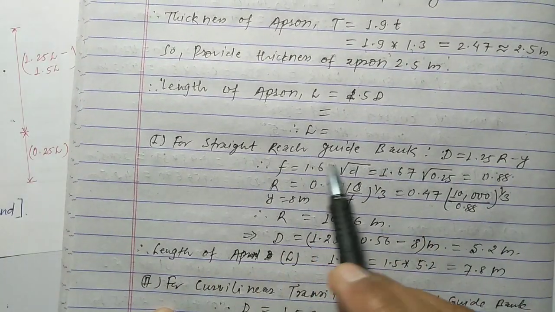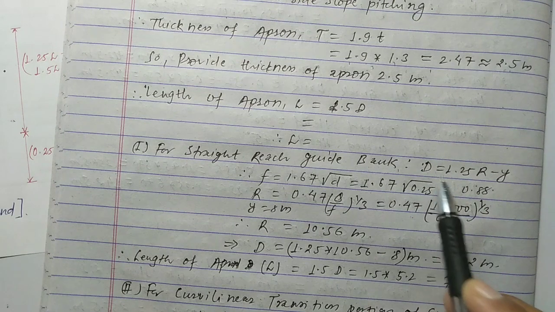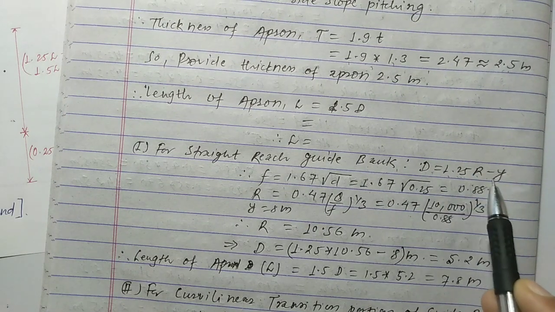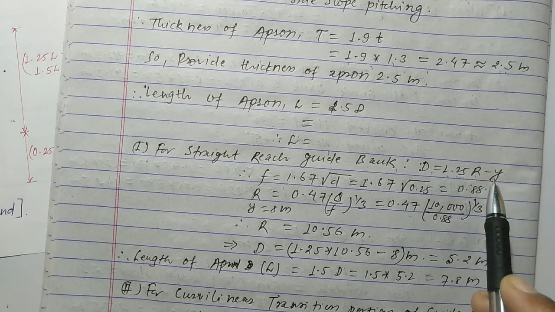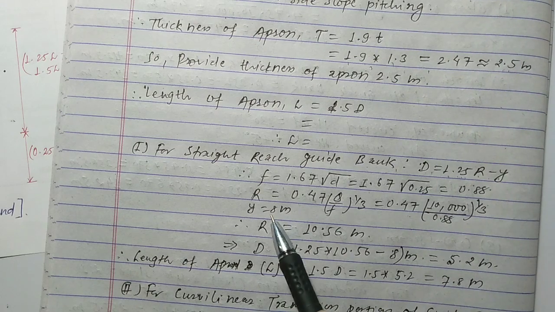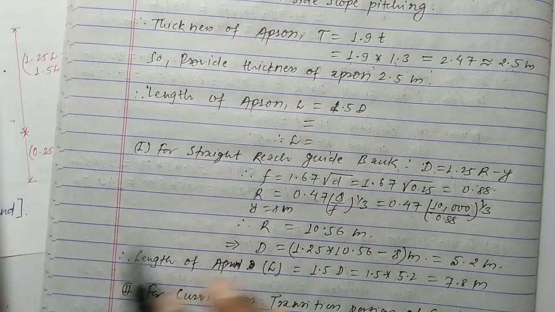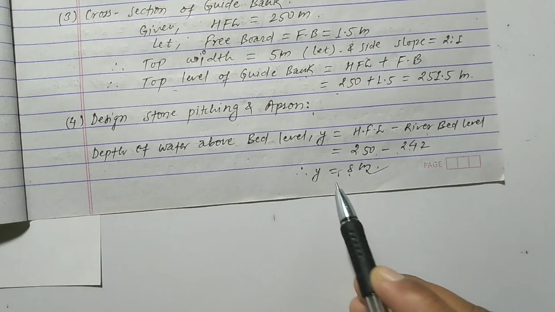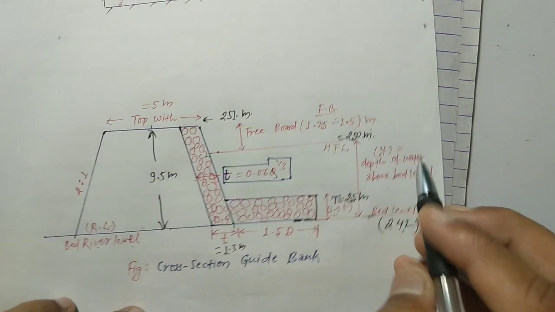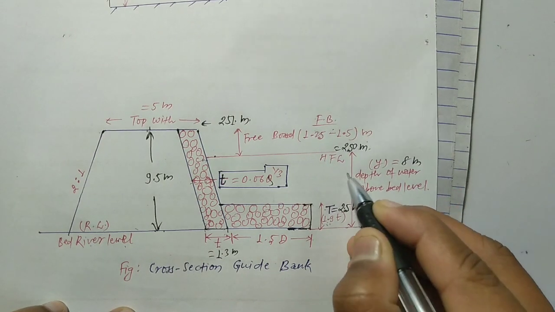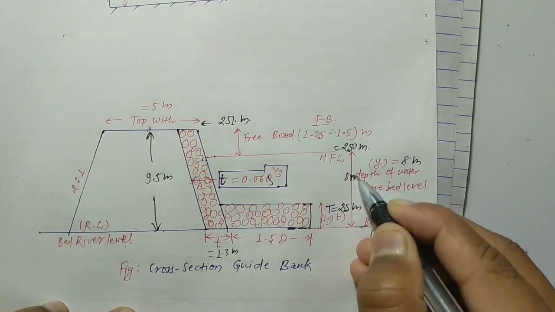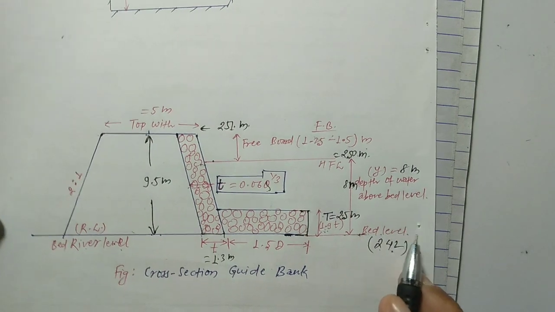So for the straight Grad bank, we have to use this formula: D equal to 1.25 (R minus y). Okay, and the value of y is already known, that is 8 meter. We have already calculated the value of y equal to 8 meter. Okay, the value of y equal to 8 meter. So you have to show this value also in the figure. So simply say this is the 8 meter, that is the depth of water above the bed level.